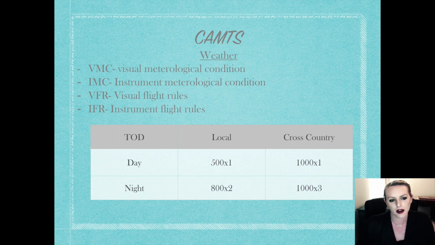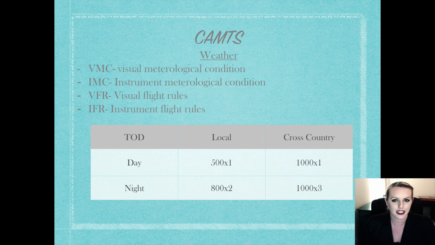So when we're talking about accepting a flight, there are 2 different areas: local and cross-country. Local is what your specific program has set up as their local flight patterns. If it's within that area, you are local. Anything outside of that area is considered cross-country. During the day, you must have a 500-foot ceiling and be able to see for 1 mile. For cross-country, it's a 1,000-foot ceiling and you must be able to see for 1 mile.